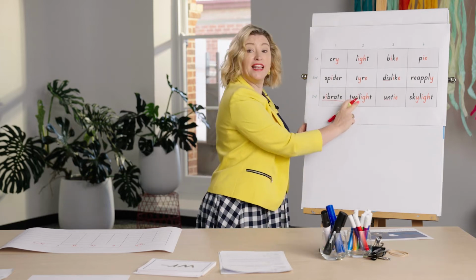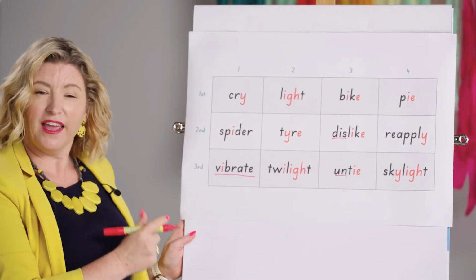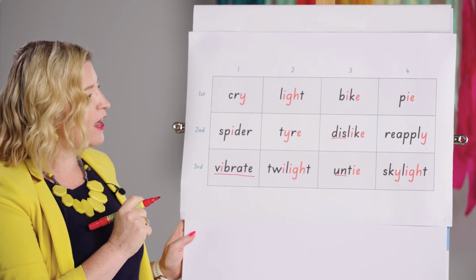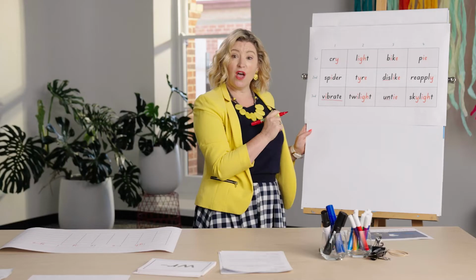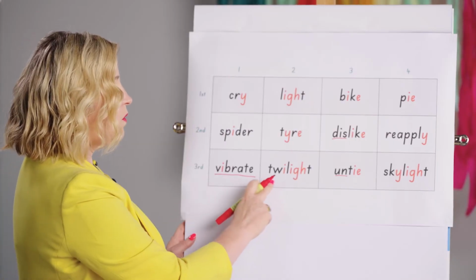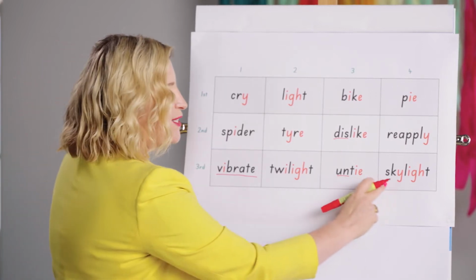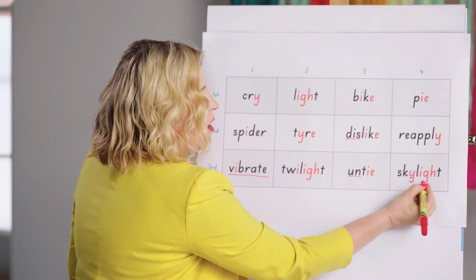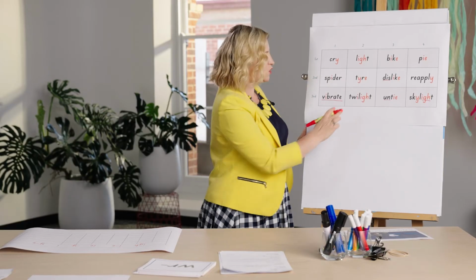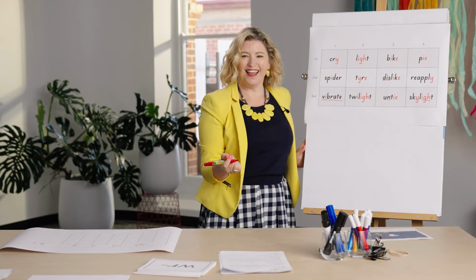Next one. Twilight has two different spellings of the long I sound. Can you find the other word in our grid that does that? Which other word in our grid has two different spellings of the long I sound in it? It has two long I sounds in the word. Twilight ends in the same word as well. It's another compound. Skylight. Did you find it? It's got the Y making I and IGH making I. Skylight. So twilight and skylight. And they rhyme too. Well done.